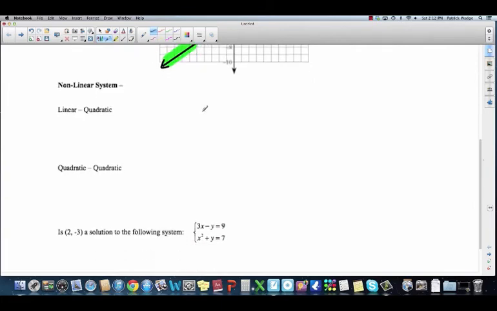Alright, so that was last year. Now what we're going to do is nonlinear systems, and basically it's very similar. The only difference is a nonlinear system is if any of the equations are not first degree. Well, they could be second degree or third degree, etc., but guess what we're going to have? Second degree, because we're going to look at quadratics.